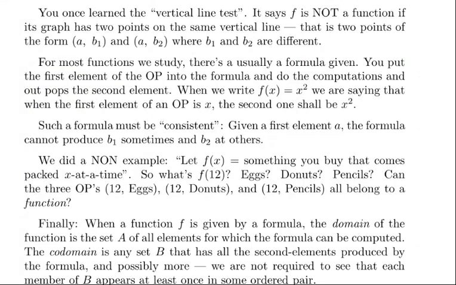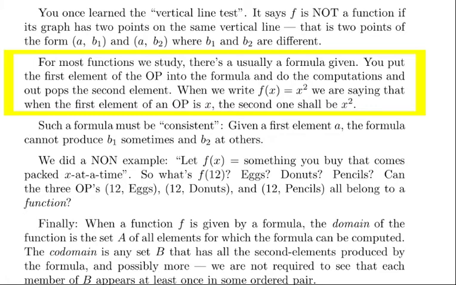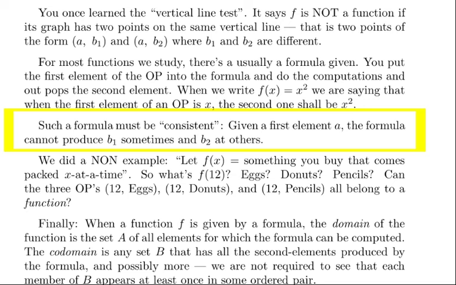For most of the functions we study, there's usually a formula given. You put the first element of the ordered pair into the formula and do the computations, and out pops the second element. When we write f of x equals x squared, we are saying that when the first element of an ordered pair is x, the second one shall be x squared. Such a formula must be consistent. Given a first element a, the formula cannot produce b1 sometimes and b2 others.